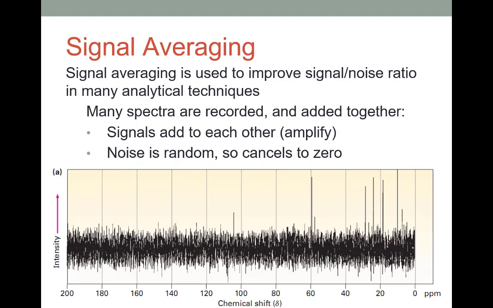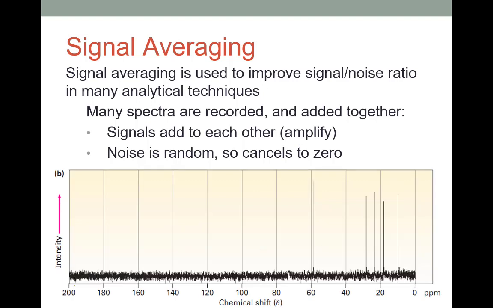So if we scanned only once, we might see this kind of a spectrum. If we scanned a bunch of times and added them together with signal averaging, we would see something like this. The noise has been crushed to the bottom, and we see, in this case, 5 unique signals showing up as peaks.